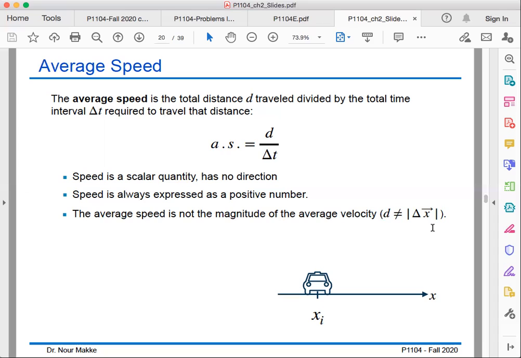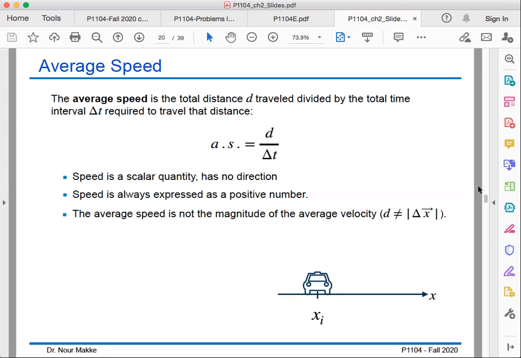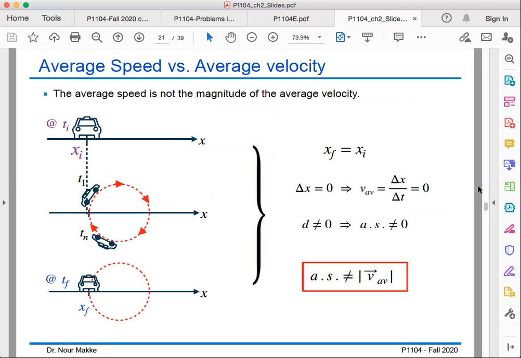And so since d is different than delta x, it's obvious that the average speed would be different than the average velocity, because the average speed is defined as a function of the distance, while the average velocity is defined as a function of delta x. So let's illustrate this with an example.